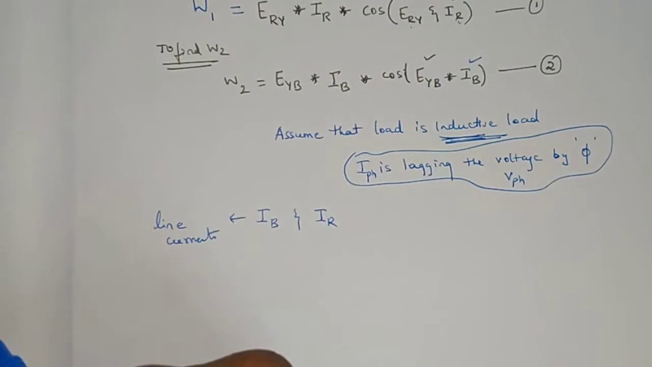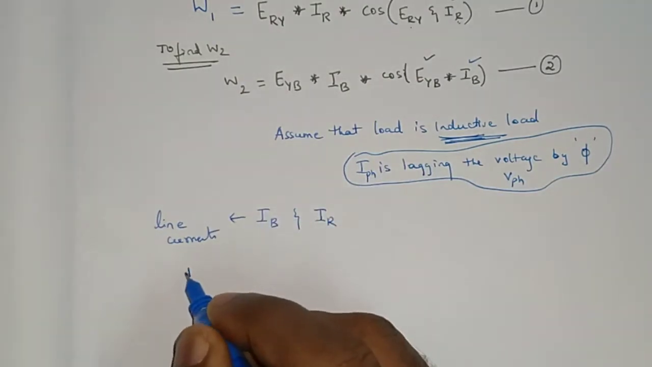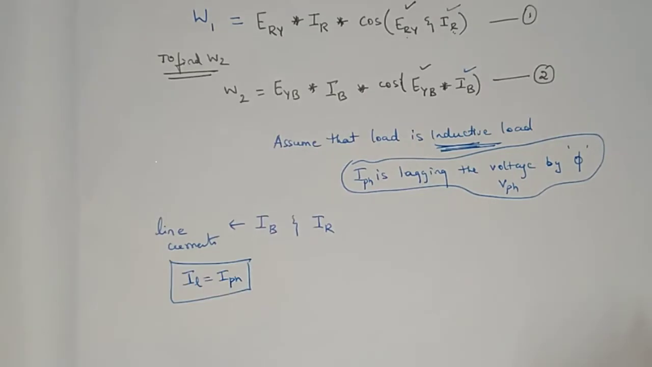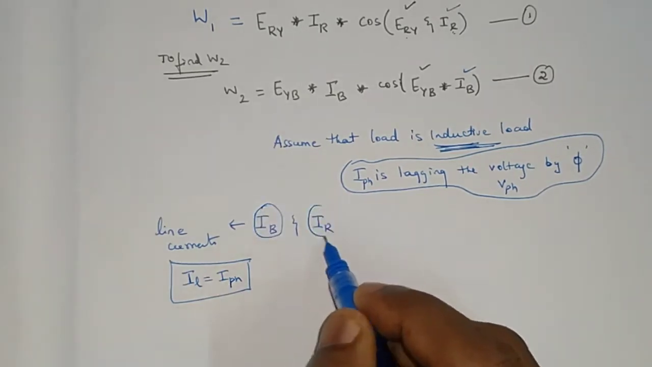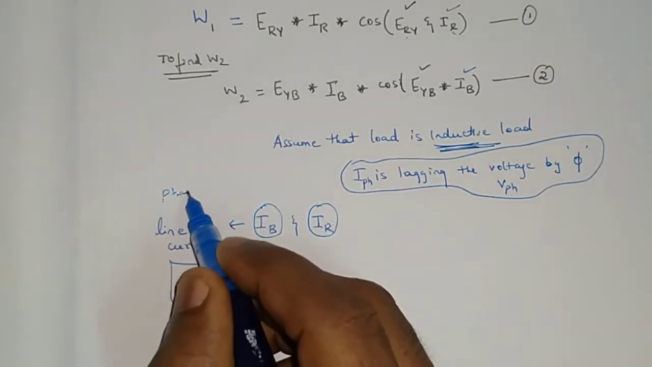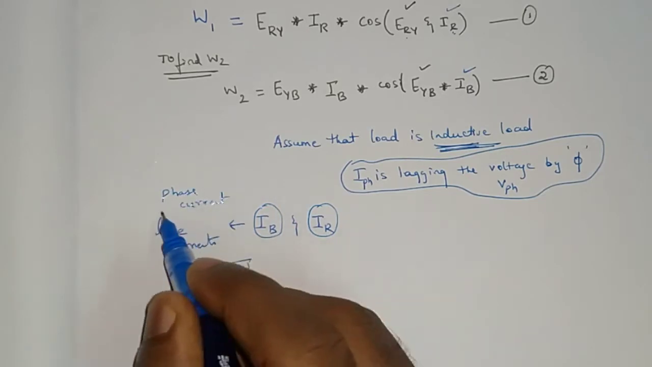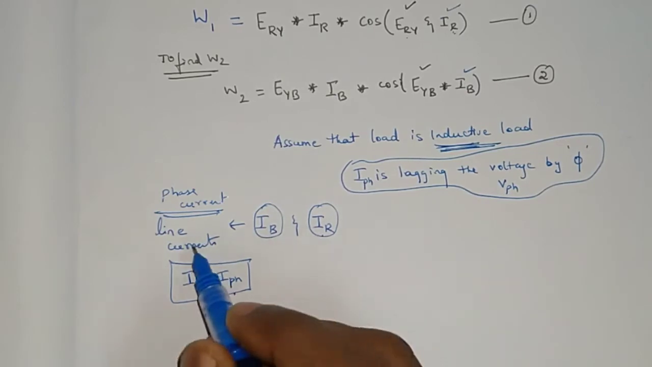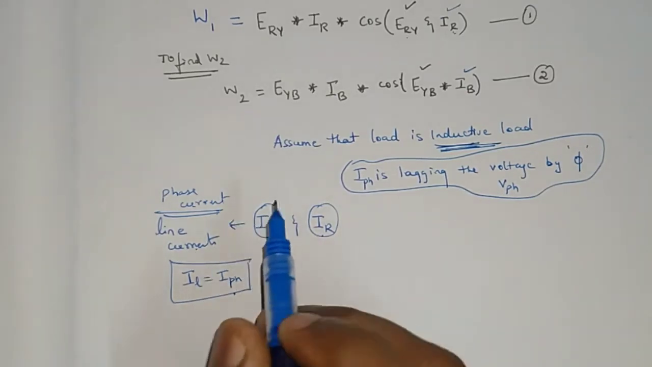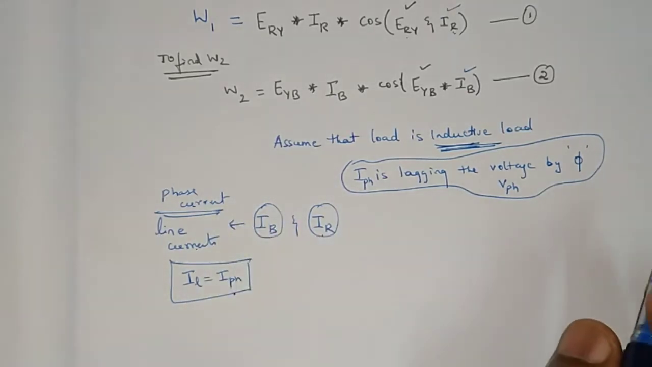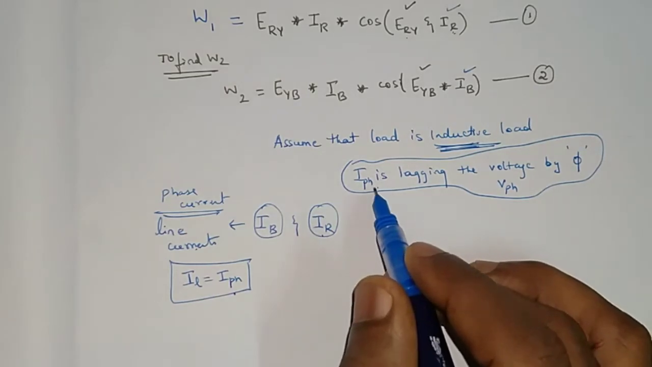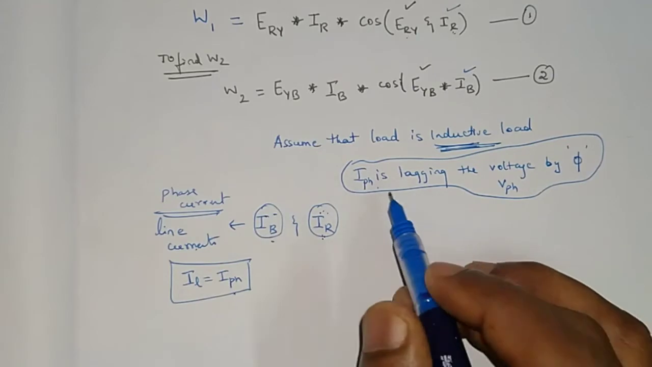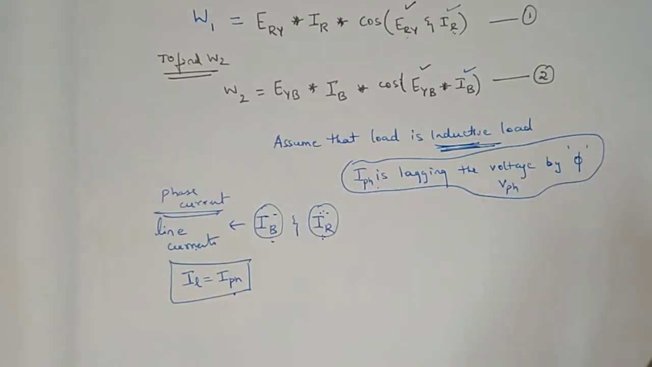This is about star connection. We know that in star connection, line current is equal to phase current. This is what we have derived. So can I say that these two are also called phase currents? I can say that, because line current is equal to phase current. IB and IR are line currents, but still I can say that those two are also phase currents. So now, according to this relation, I can represent these two terms in the vector diagram. These two are the phase currents for us now, lagging the voltage by angle phi.